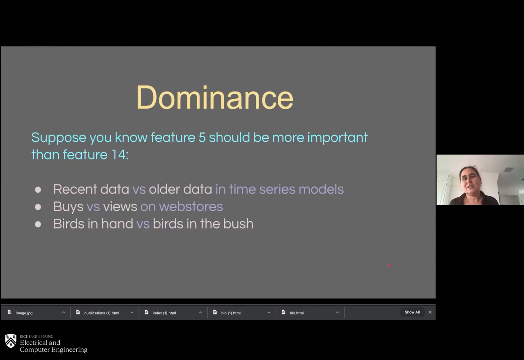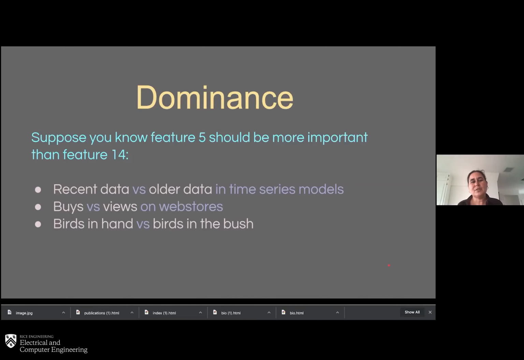The first one is dominance. So you might have a bunch of features, but you might know that one of your features, say feature 5, should really be more important to the model than feature 14. We often do post-hoc analysis of which features are more important in trying to understand a model. But sometimes we know a priori, or for policy reasons, we want to say, look, model, you should really treat feature 5 as more important than feature 14. And so these tools allow us to do that.